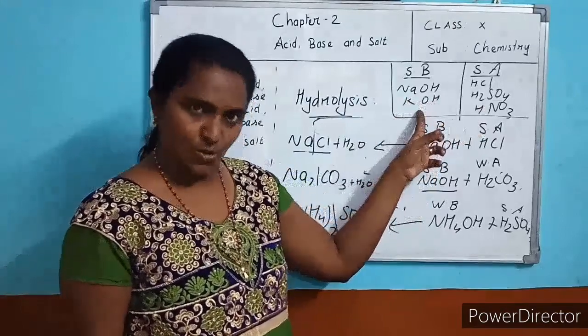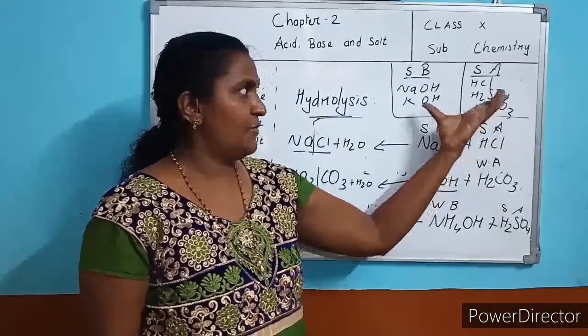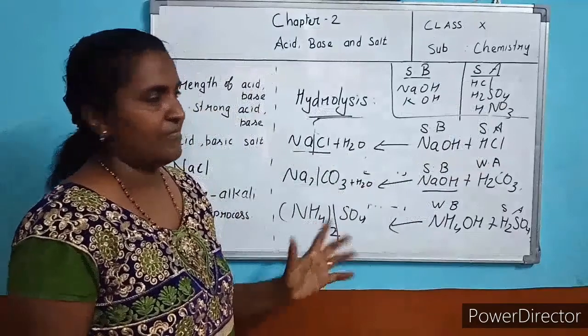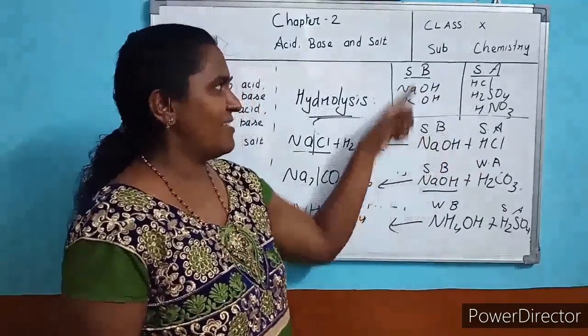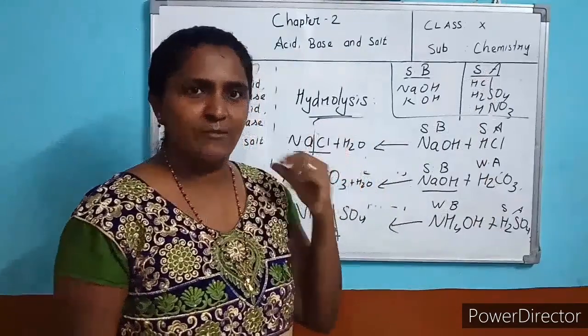These 2 are considered strong bases. These 2 are considered strong acids. If you know these 5, you come to know the nature of the salt. Now look at this. This is a strong base. This is also strong. Both are strong bases. The salt formed is neutral.